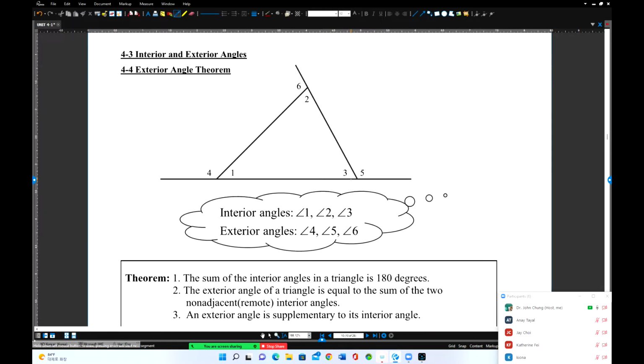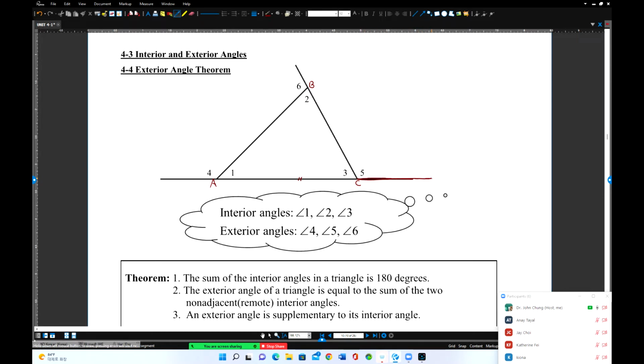Okay, now today we're going to do a new topic over here. Okay, so interior and exterior angles. When you have a triangle ABC, angle 1, angle 2, and angle 3, we say interior angles of a triangle, because they are inside the triangle. But what are the exterior angles? Exterior angles, we're going to define this way. One of the sides extended this way. I'm going to take this side and extend it this way.